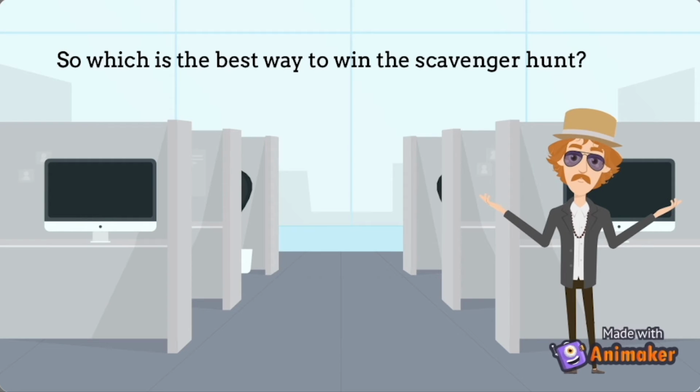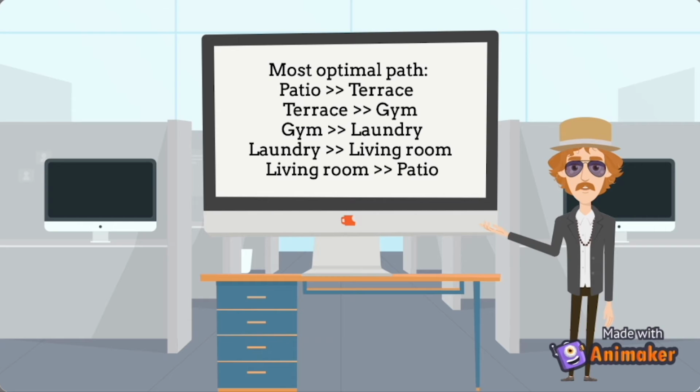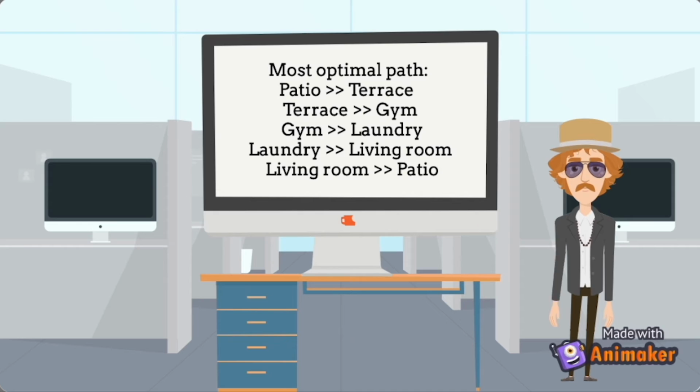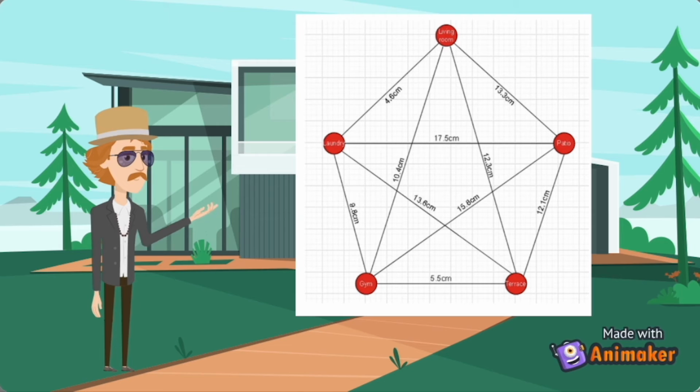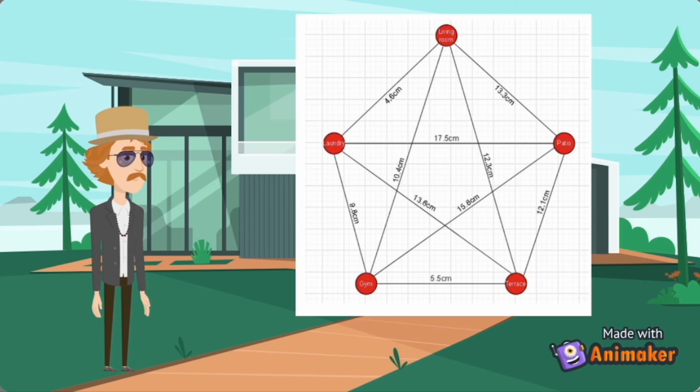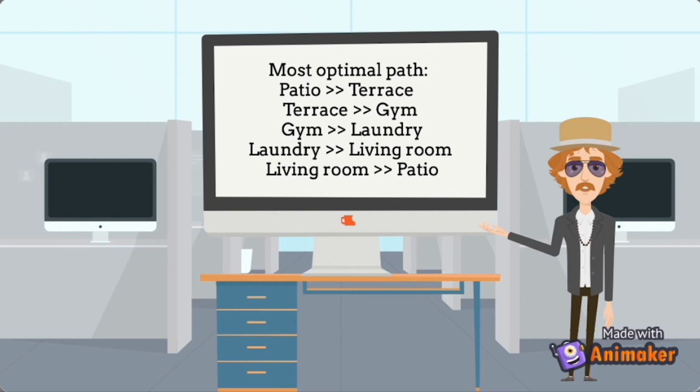So which is the best way to win the scavenger hunt? The most optimal path to win the scavenger hunt is we start from the patio, then we're going to travel to the terrace. This is a distance of 12.1 cm. Then from the terrace, we are going to the gym, which is 5.5 cm. From the gym to the laundry, 9.8 cm. From the laundry to the living room, 4.6 cm.